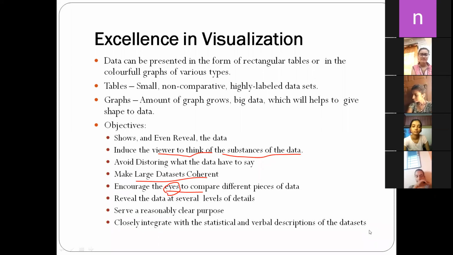We'll discuss and get to know these objectives with an example, and it will be clear. We'll see the next slide. We'll go for the next one.